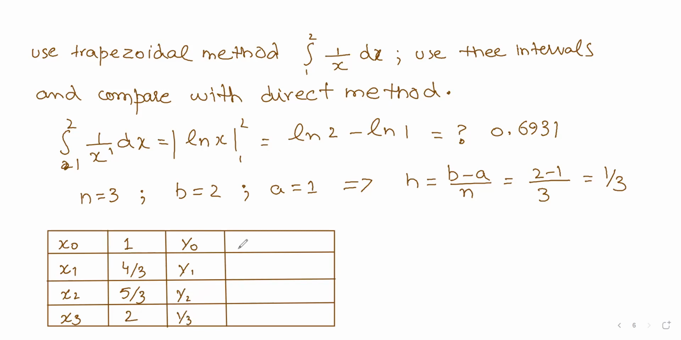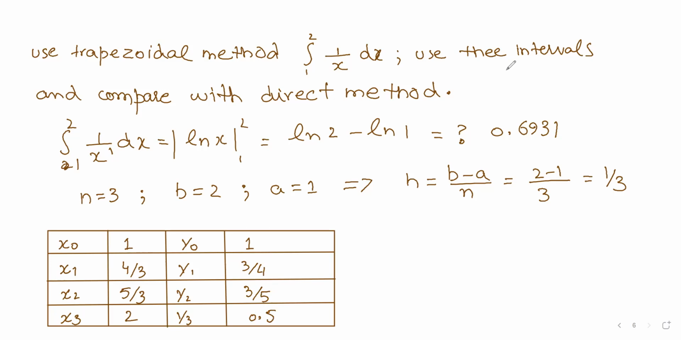And corresponding y0, y1, y2, y3. What is y0? 1 over 1, right? Which is equal to 1. And then y1 is equal to 3 by 4. And then 3 by 5. And then the last, 0.5. Okay, so this one we have a table.